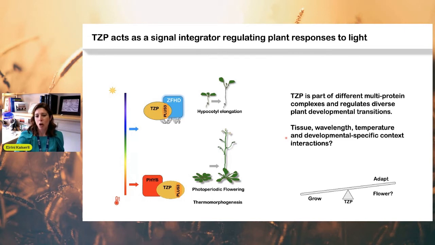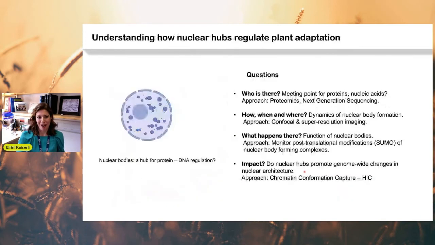So depending on the context, whether it's tissue, wavelength, developmental stage, or stimulus, the output or the function of the protein may change. And again, it all depends on whether a plant needs to grow further or adapt to the changing environment in order to survive. So of course, there are so many different questions that we still want to answer, not just in terms of the protein of our interest, but in general.